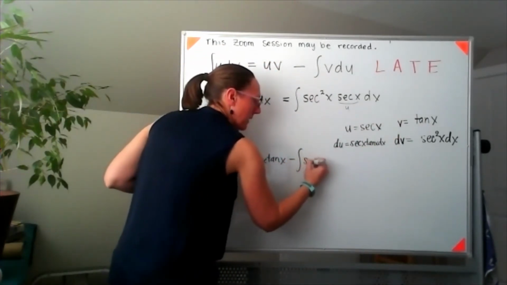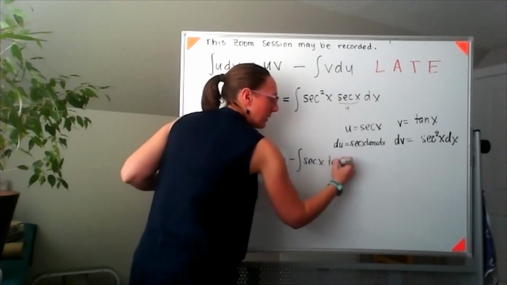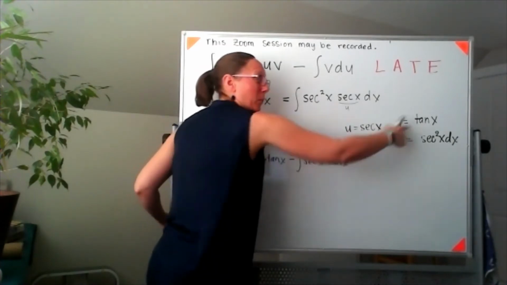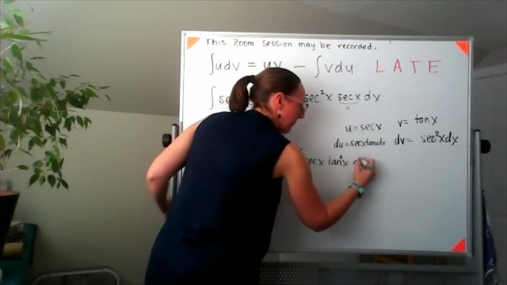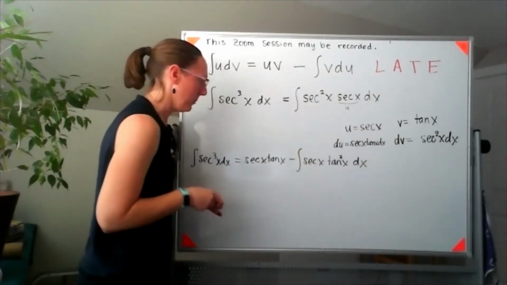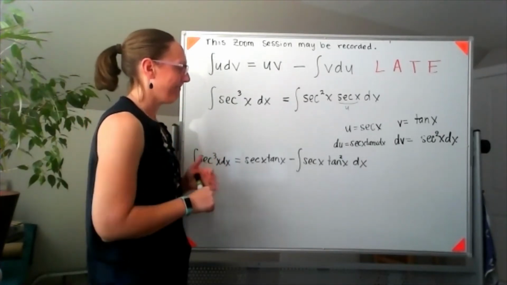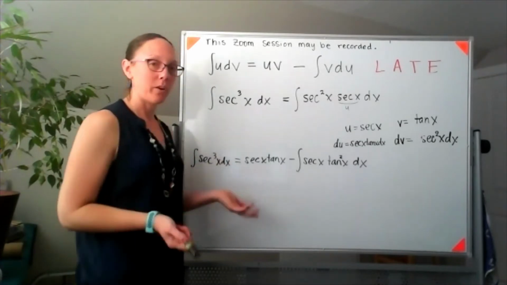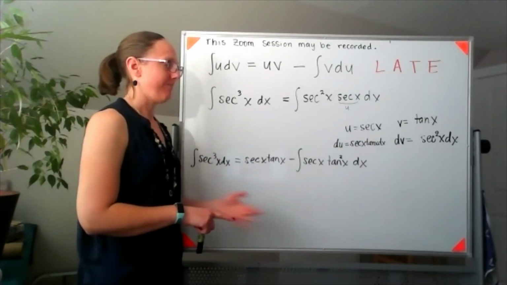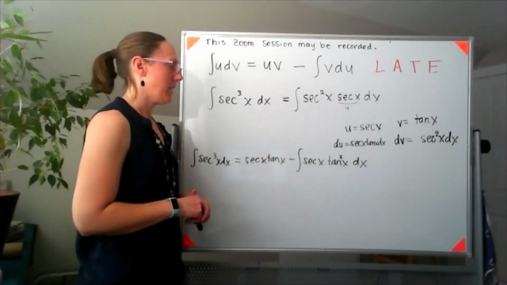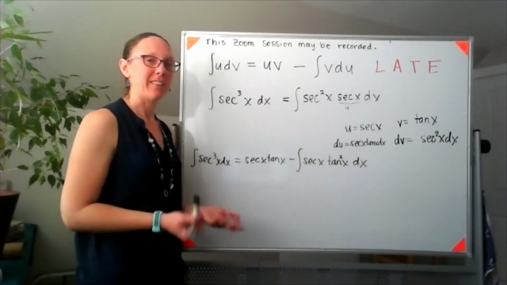So secant of x tangent of x, when I multiply those together, I'll have a tangent squared. And then I'm going to look at that and go, well, I wonder if there's a u substitution I could do. Derivative of secant is secant times tangent. Now I don't have another secant. Derivative of tangent is secant squared. I don't have another secant there to make a secant squared.